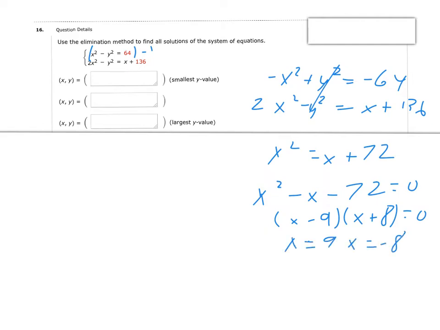So I only got 2 x values. It's kind of surprising me here that we have 3 points, but I'm just going to kind of go with it and see what happens. Neither of these are linear, so I can plug it into whichever one I want. It looks like to me that first one is easier, so I'm going to use that one.